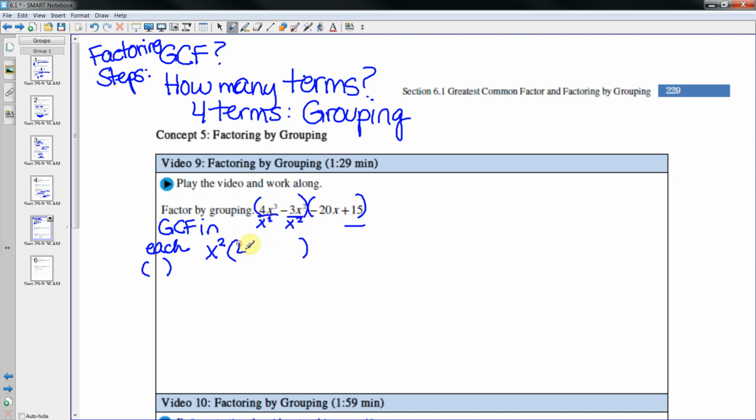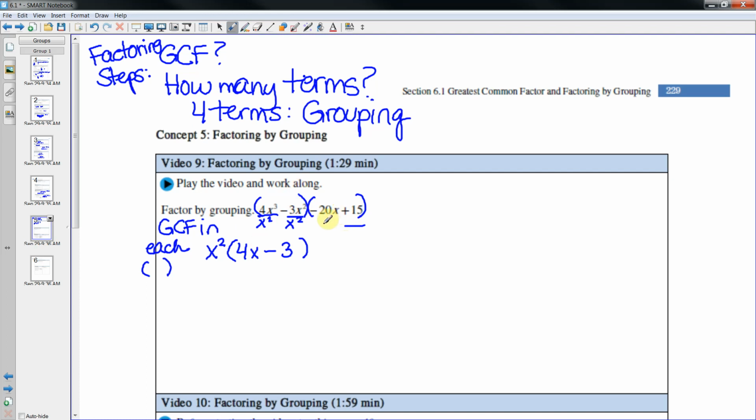When I do that, I'm going to have a 4, and then x cubed over x squared leaves me an x. I'm going to have a 4x minus... The 3 didn't cancel with anything, but the x squareds cancel, so 4x minus 3. Now move on to the second parentheses. And I'm not even looking at 4x cubed minus 3x squared anymore.